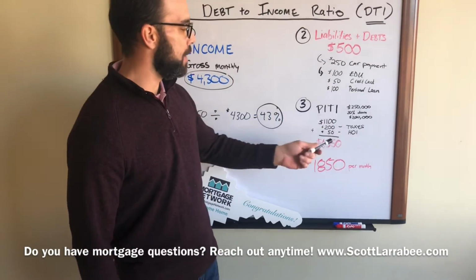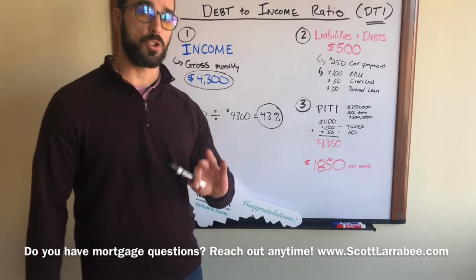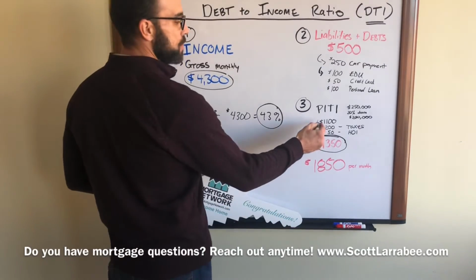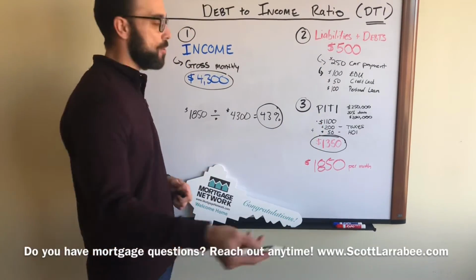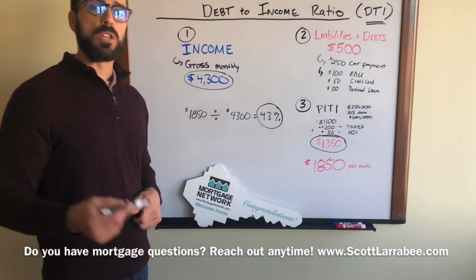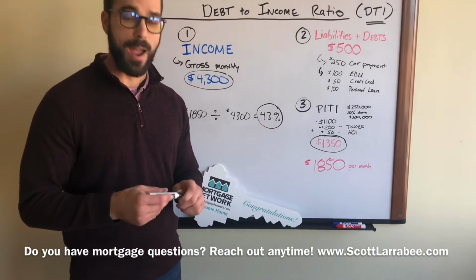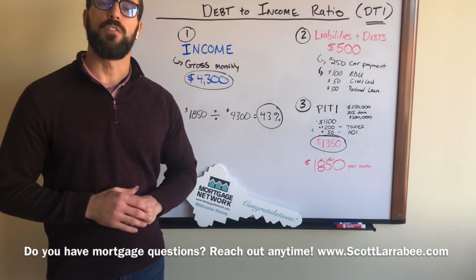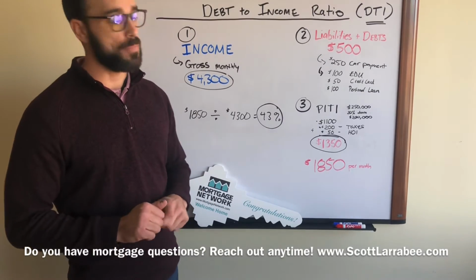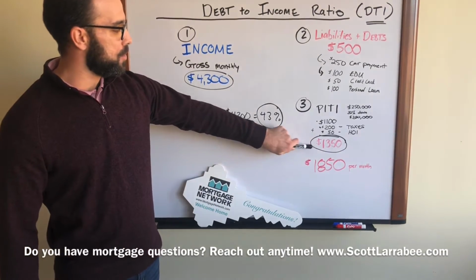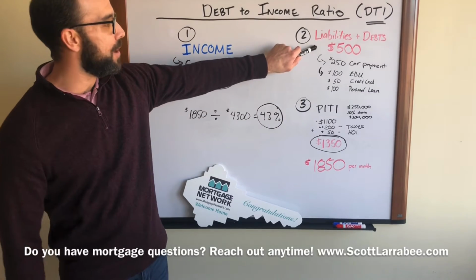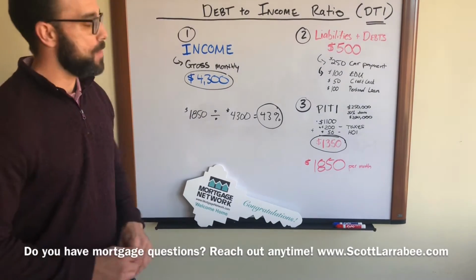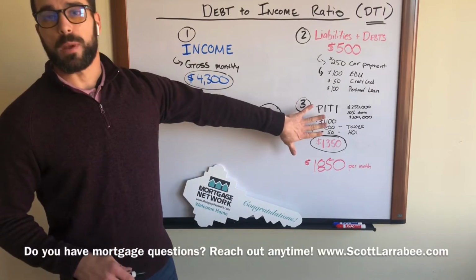Now we have PITI here, which is principal, interest, taxes, and insurance, because your mortgage payment actually consists of those things. Principal and interest, which we just said in this scenario is $1,100. I'm using $200 a month or $2,400 a year for average property taxes. Google that, that's pretty average for Maine. And $50 a month for homeowners insurance, because you need to insure the home. So with this example borrower, that's $1,350 a month. When we add in the $500 of liability payments, you have $1,850 every month that this borrower is responsible for with this proposed mortgage payment.